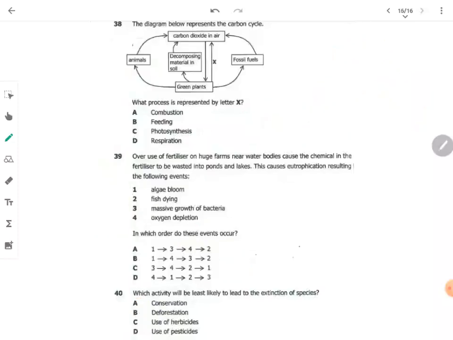The diagram below represents the carbon cycle. What process is represented by letter X? Letter X, carbon dioxide, green plants. So now green plants are releasing carbon dioxide into the air. What's that process? The answer is respiration. Remember, during respiration, carbon dioxide is produced and is then released into the atmosphere.